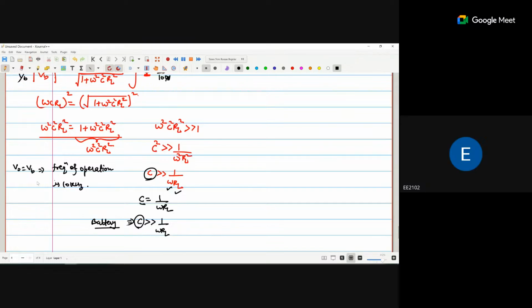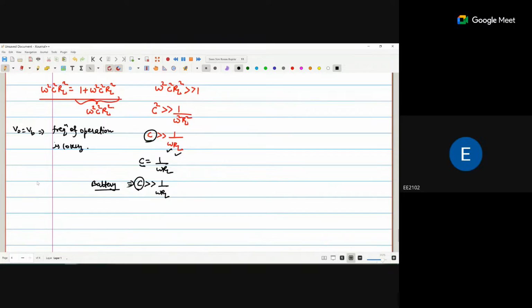Now, what is the role of the frequency? We know that in the positive half cycle, the capacitor will charge. In the negative half cycle, the capacitor will discharge. Initially, in the positive half cycle, it will be charged. If our frequency is higher than this particular range, then before the next positive cycle starts, it maintains its voltage level. Again it will be charged, maintain the voltage level, again charged, maintain the voltage level.